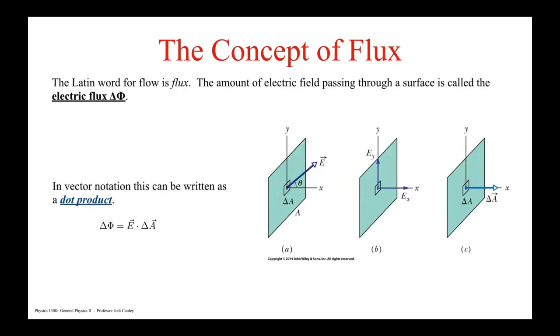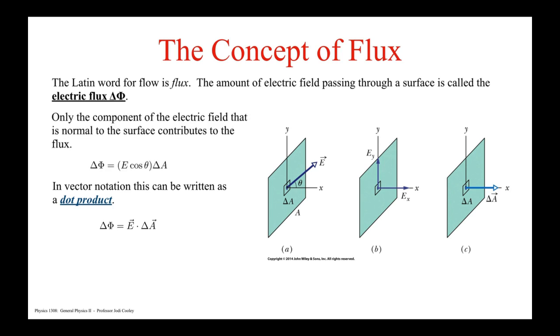The next concept that we need to know something about is the idea of flux. The Latin word for flow is flux. The amount of electric field passing through a surface is called the electric flux, and is represented by the Greek letter phi. Only the component of the electric field that is normal to the surface contributes to the flux. So the flux is equal to E cosine of theta times delta A.